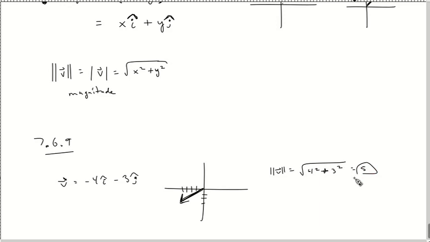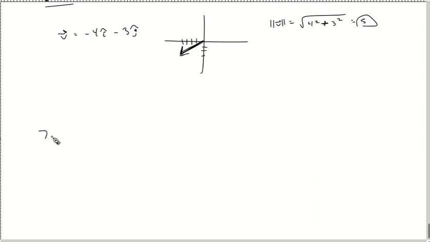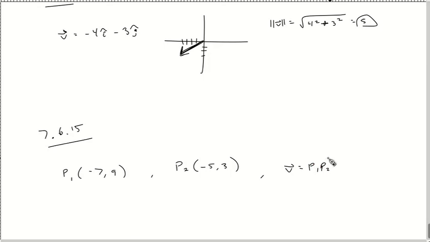Okay, so how do we create vectors from points? And not just one point, but two points. So this problem has a P1, -7, 9. And then we have a P2, which would be -5, 3. And the vector v is supposed to be going from P1 to P2. I don't know if they say that or not, but it's a vector from P1 to P2.